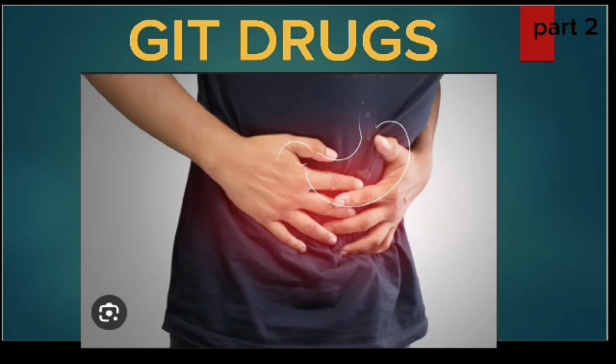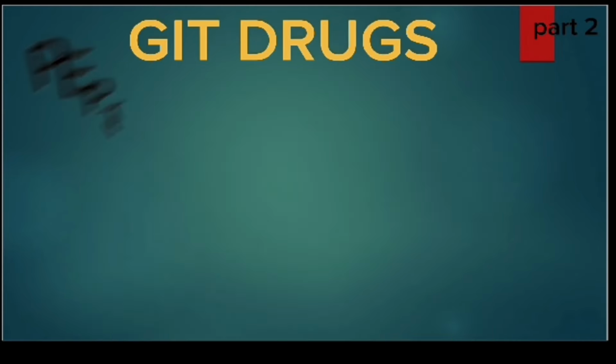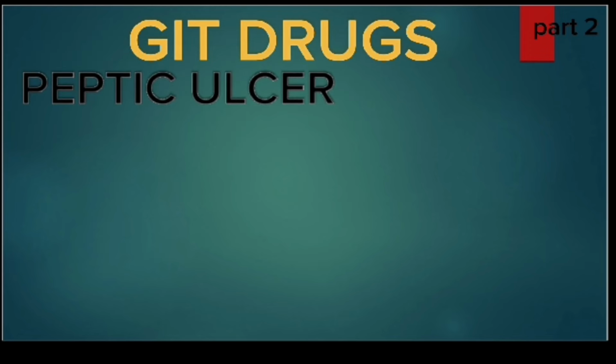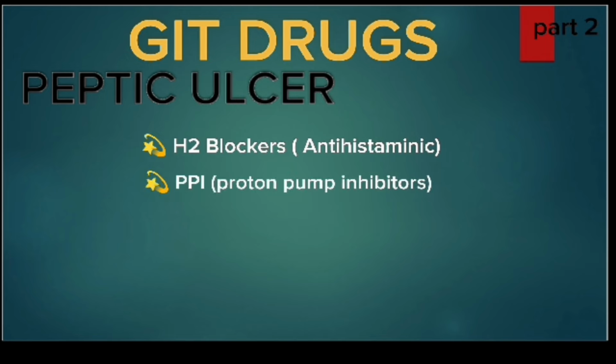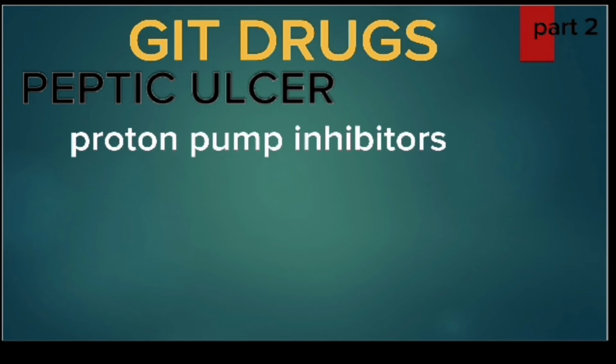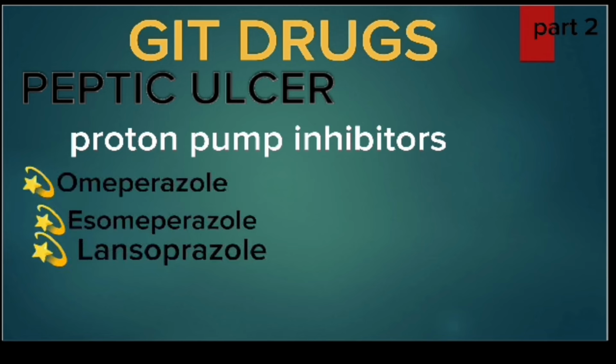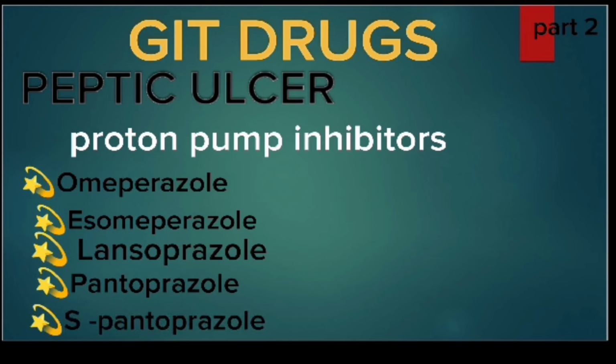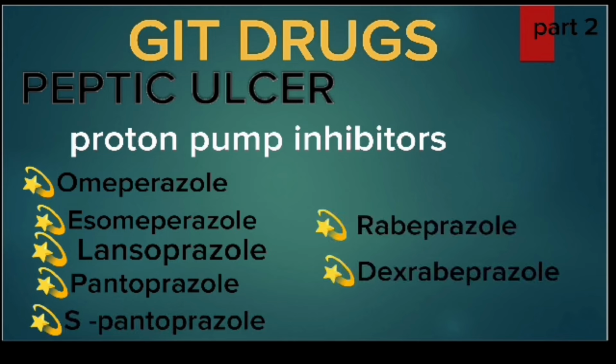In the second part of the video, we will discuss GIT drugs, specifically peptic ulcer drugs. Yesterday we studied H2 blockers, antihistaminic drugs, and today we are going to study proton pump inhibitors. Proton pump inhibitor drugs include omeprazole, esomeprazole, lansoprazole, pantoprazole, S-pantoprazole, rabeprazole, and dexrabeprazole. These are the drugs included in proton pump inhibitors.